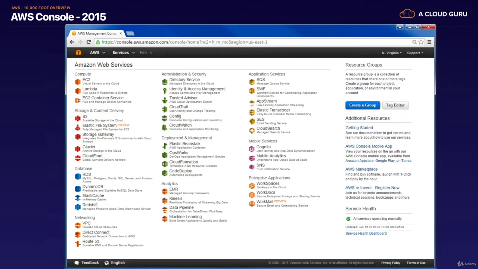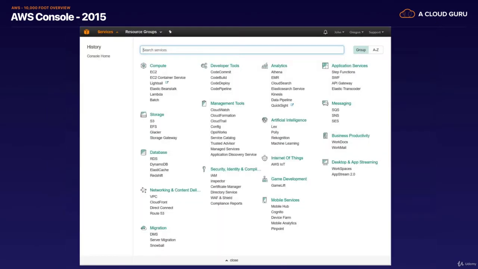Let's have a look at what it looks like in 2016. In 2016, you can see that we've got more services. So we've got things like machine learning, we've got WorkMail, we've got a whole bunch of new services that are being added, like Elastic Transcoder, for example. And these services actually weren't all that relevant to the exam, but I'd go through and explain what they were anyway. This is what the console looked like in 2017, so we're getting more and more and more services.